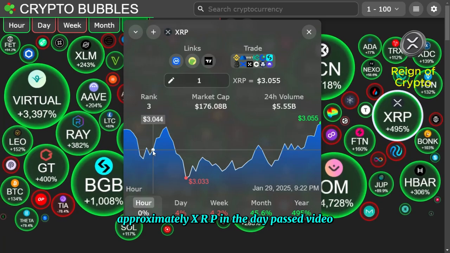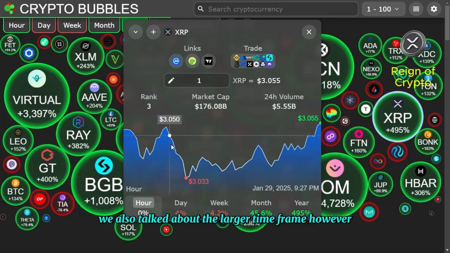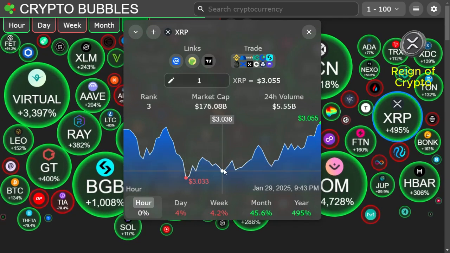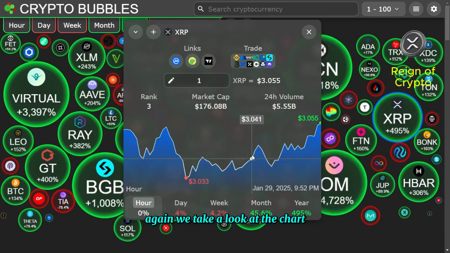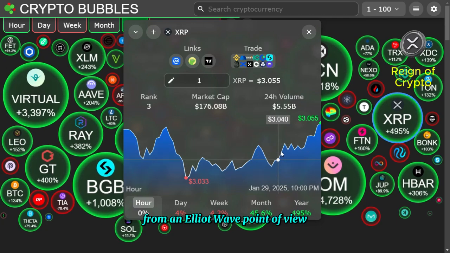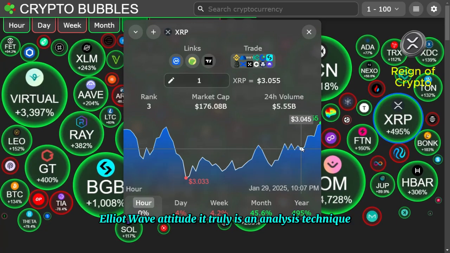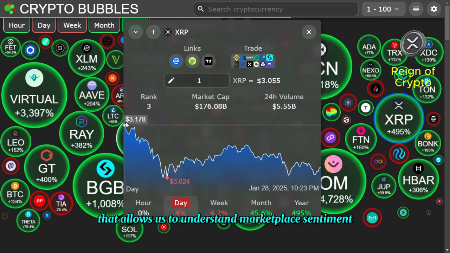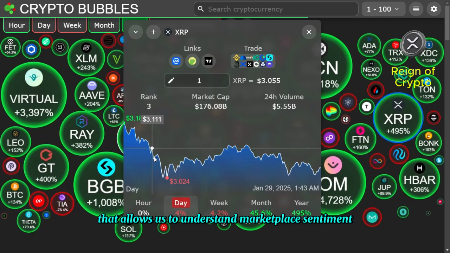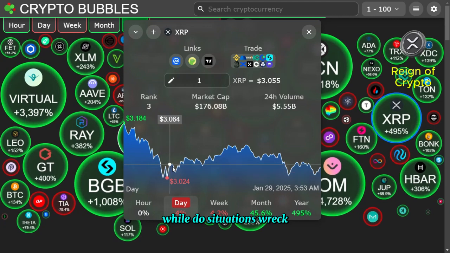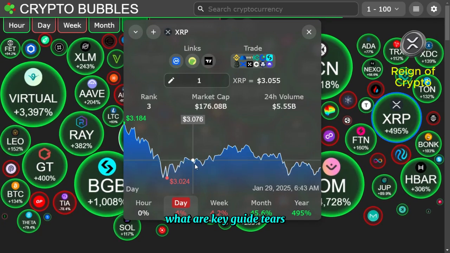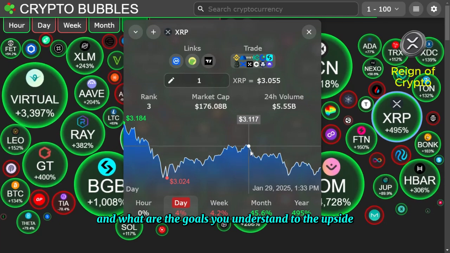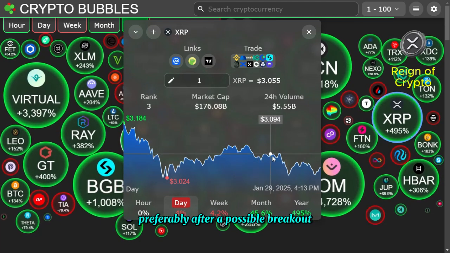In yesterday's video, we also talked about the larger time frame. However, today we want to simply focus on the smaller time frame. Again, we look at the chart from an Elliott wave point of view, Elliott wave perspective. It is an analysis technique that allows us to understand market sentiment. Where do things break? What are the scenarios? What are key support levels? And what are the targets, you know, to the upside preferably, after a possible breakout?